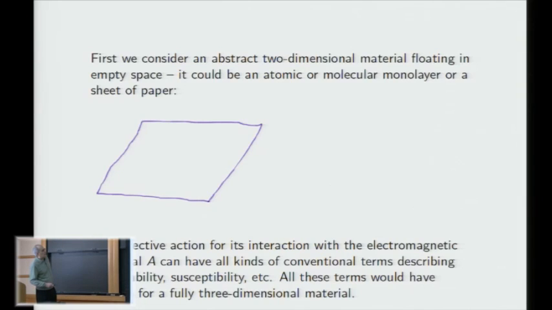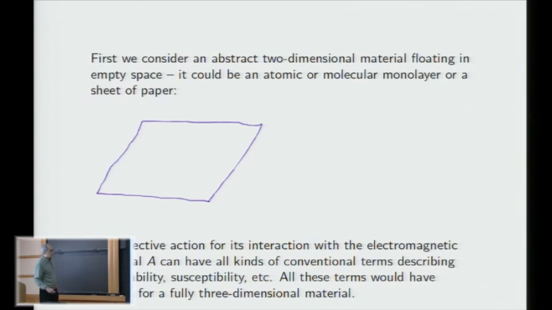So first we consider an abstract two-dimensional material floating in empty space. It's anything which is much larger in two dimensions than in the third dimension. It could be a sheet of paper, which would be a valid example for what I'll say, but it won't be an interesting one. Somewhat more interesting is some kind of atomic or molecular monolayer of the right kind of material.